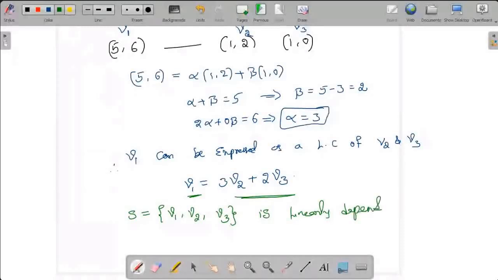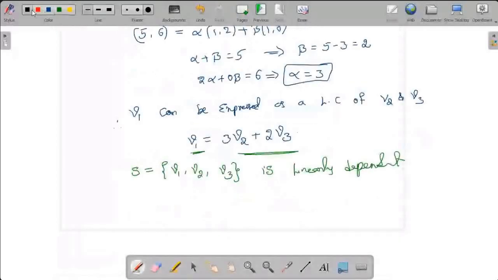Why is it linearly dependent? We are able to see one vector which can be expressed as a combination of the other two vectors. And it is also true that V2 can be expressed as a combination of these two, that is V1 and V3. If you ask me how, you can see it from here.